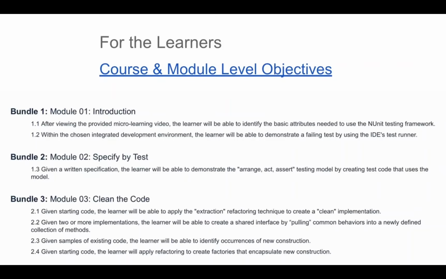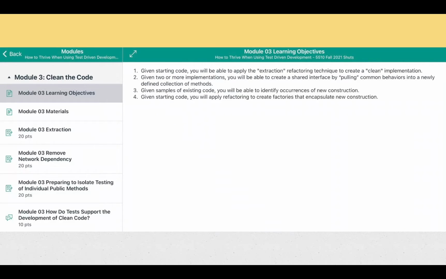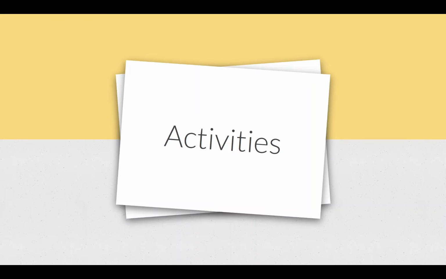This is the Canvas LMS, the learning environment. This example shows Module 3. The modules have learning objectives, then offer materials to support the learning, and then go through a series of activities. Next, I'd like to show an example of some of the activities in the course.